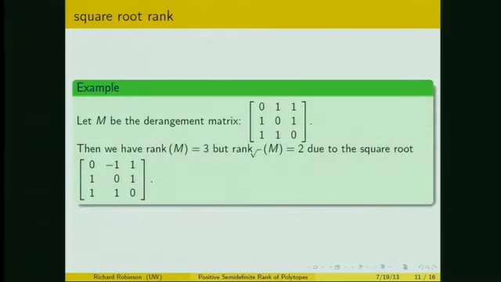And just for an example, for this matrix, the usual rank is 3, but square root rank is 2, because if we put a -1 in the top row, the rank becomes 2, and it's easy to see that the rank can't drop lower than that.